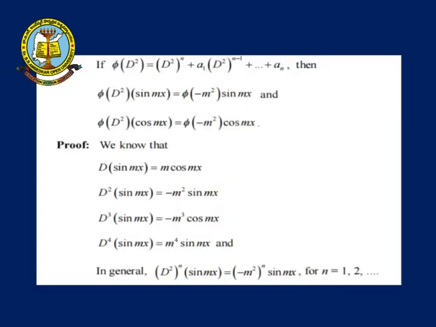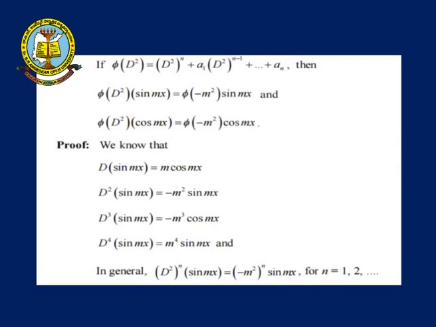Now the eighth property comes: phi of D square equal to D square whole to the power of n plus a1 into D square whole to the power of n minus 1 plus so on, an. Whenever the function is sin mx or cos mx, at such a moment we can substitute D square equal to minus m square. That is property number 8.